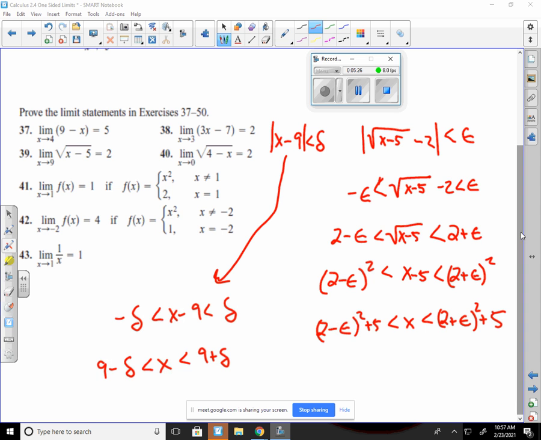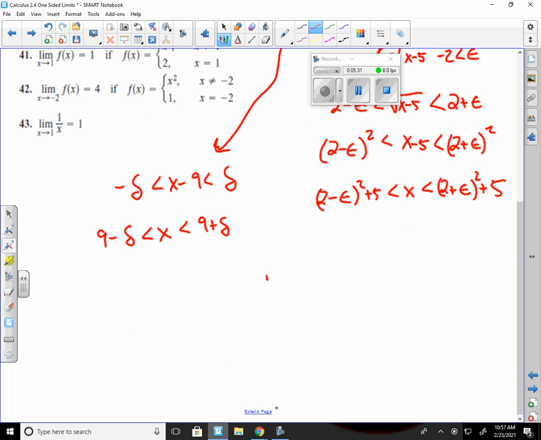And so when I start plugging this in, I don't want to mess around with it too much, but I want to get this to where it's in its proper form, squaring it. So that's going to give me 4 minus 4 epsilon plus epsilon squared plus 5. Now you'll see here I have 4 plus 5. It gives me 9 minus 4 epsilon plus epsilon squared.